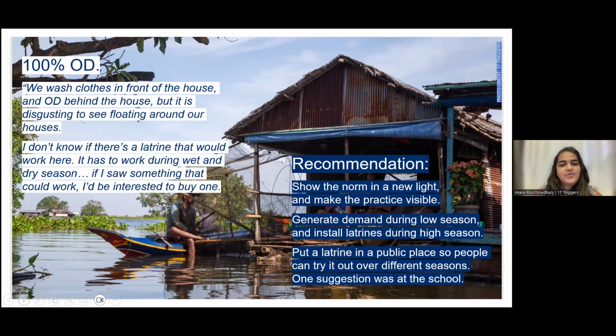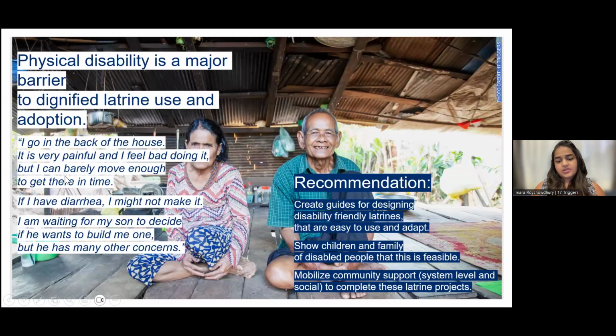And the first place we went was the floating village, or one of the first places we went was the floating village. So floating villages are places where people move around with their houses on the water, sometimes every day, sometimes seasonally. And these houses really go up and down with the water. So in some of these villages, 100% of the population is practicing open defecation.